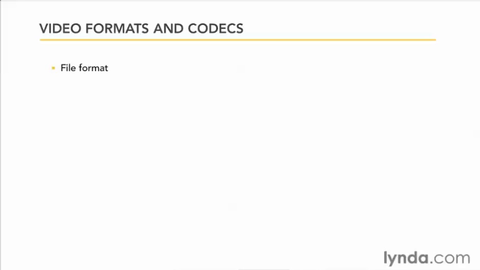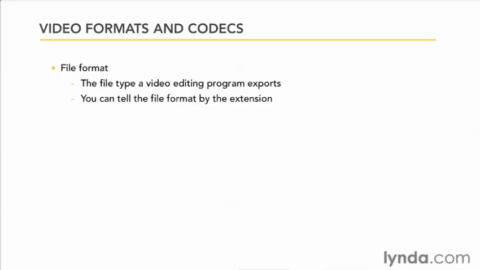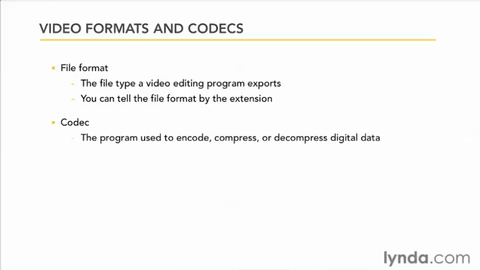A file format is the file type that a video editing program exports. You can tell the file format by the extension at the end of the file name. A codec is the program used to encode, compress, and decompress the digital data.